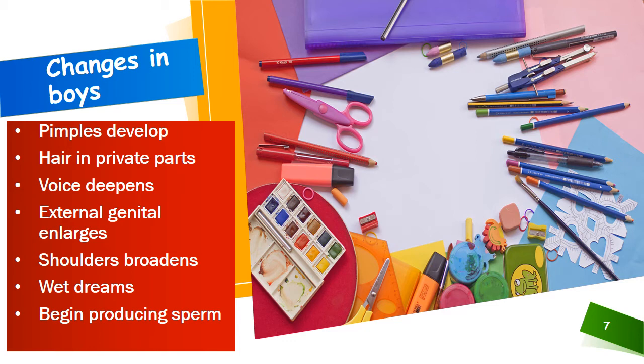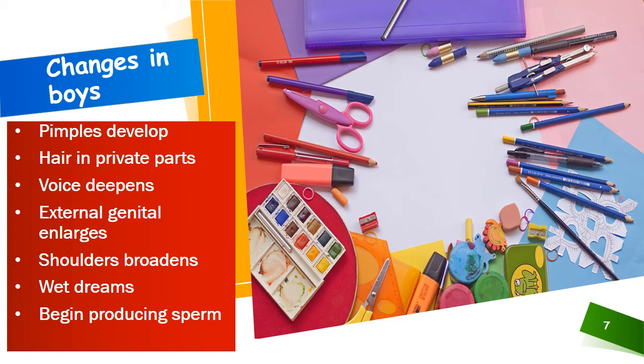And then the shoulders in boys, they broaden. And then boys begin to have wet dreams. Okay. For instance, because of the desire to have sex, because of the hormonal imbalances, a boy will begin maybe dreaming of having sex with a girl, and then they'll even release. Because of the same release of sperms, boys will begin to have wet dreams, and they notice it when they wake up from sleeping.